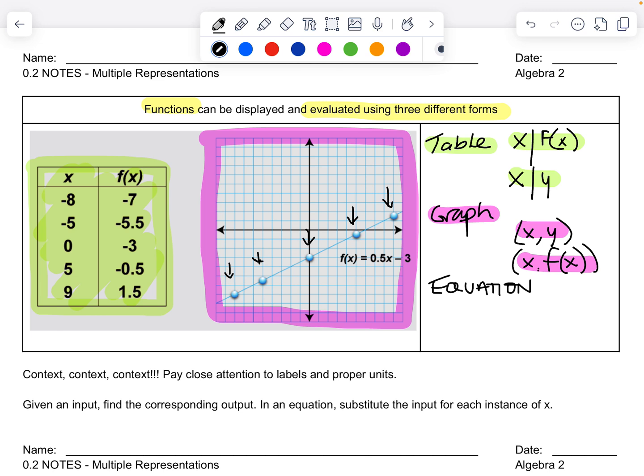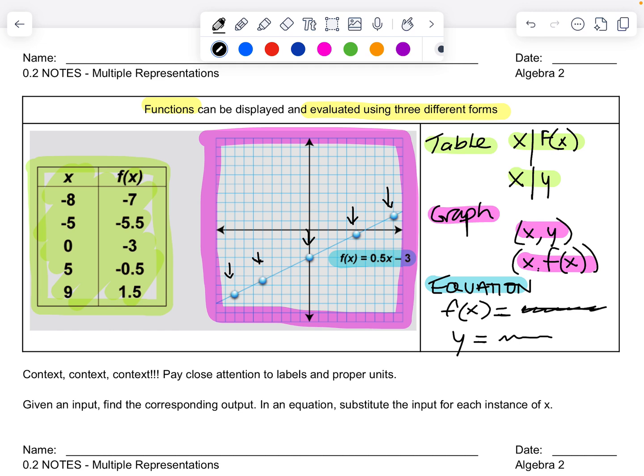And then finally, one of the ones again from Algebra 1 that we're most familiar with is an equation, which is that item right there. Again, how is that going to be displayed to us? We're going to see it in a lot of different ways. We're either going to see f of x is equal to something off to the side, or we can eventually see y is equal to something off to the side as well. So three different versions, a table, a graph, an equation, of ways that we could represent functions.